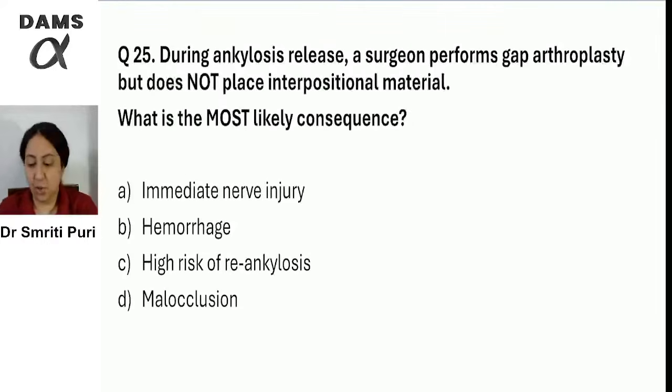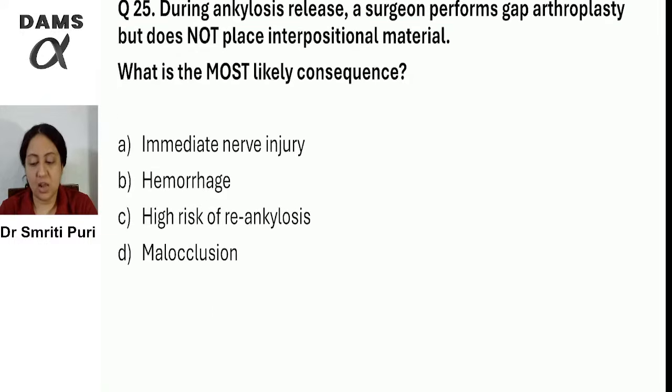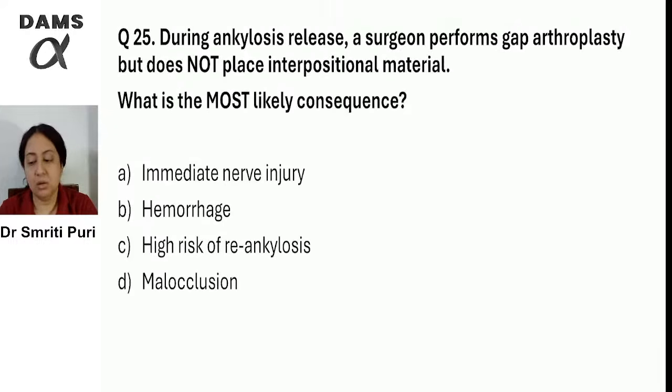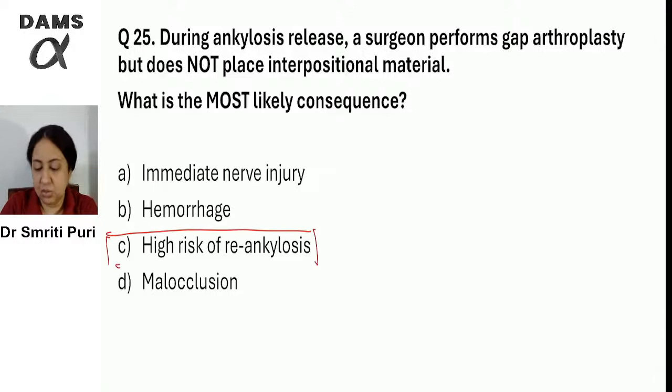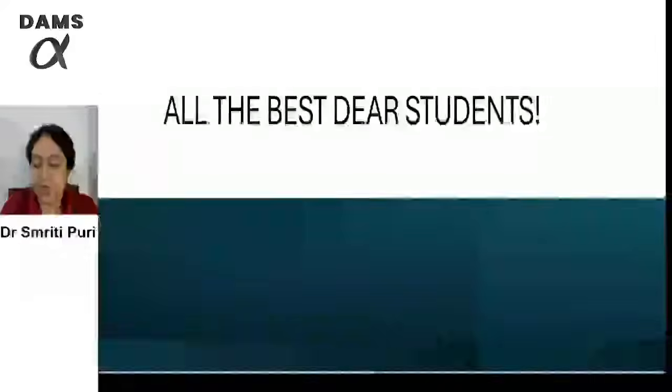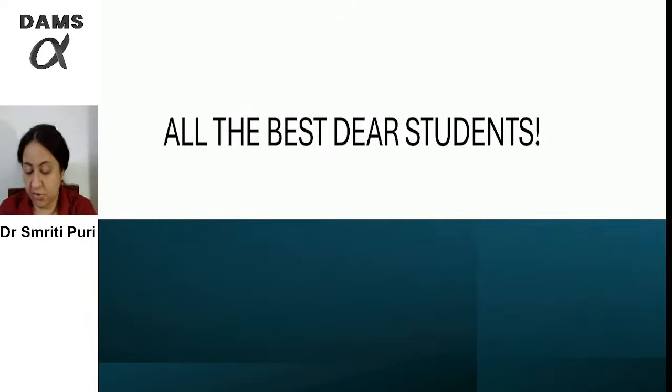Coming to the last question for our session today. Question 25. During ankylosis release, a surgeon performs gap arthroplasty but does not place interpositional material. What is the most likely consequence? A. Immediate nerve injury. B. Hemorrhage. C. High risk of reankylosis. And D. Malocclusion. So we all know if you don't place an interpositional material, there is high risk of reankylosis. So this is a straightforward question. With that, we come to the end of today's session.